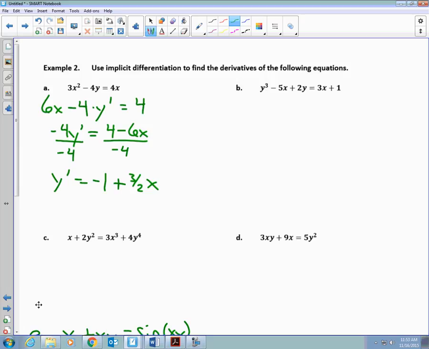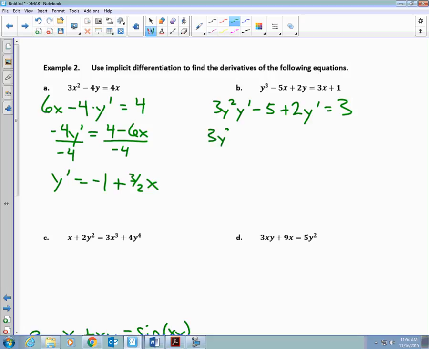A couple of y's. What's the derivative of y to the third? 3y squared times y prime. Every time you take the derivative of a y, you attach a y prime. Minus 5 plus 2y prime equals 3. Now, you want to solve for y prime, and we actually talked about this last year, how you would do that in this case. If we want to solve for y prime, what we have to do is everything that has a y prime needs to be on one side, and everything that doesn't have a y prime needs to go on the other side. So I'll move the 5 over.